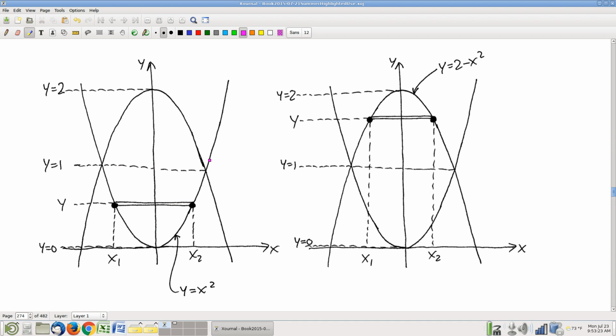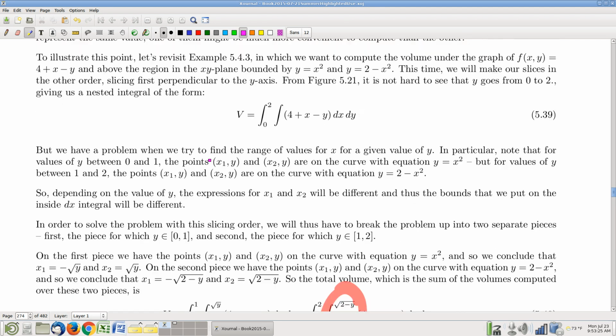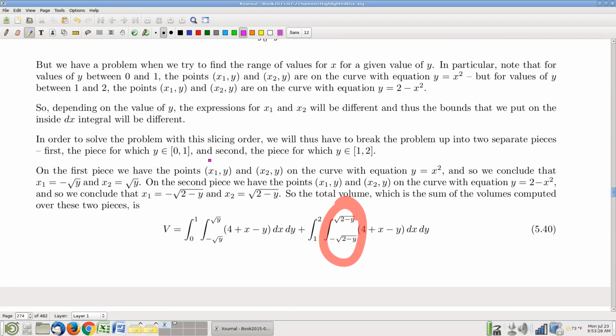Let's see here. What was I going to say? Well, anyway, so keep this in mind when you're looking at your domain, and you're looking at a given problem and trying to decide which order to slice it up.